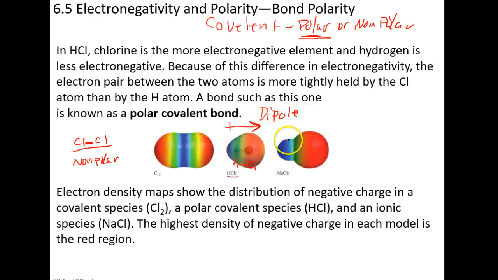Now, sodium chloride is ionic, and this is the extreme case. This isn't really bond polarity; it's the extreme case where it's an ion. You have sodium and chlorine.